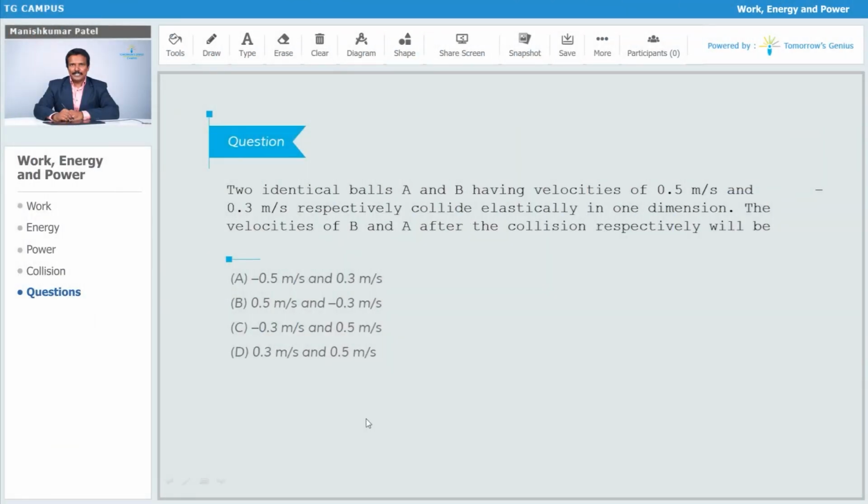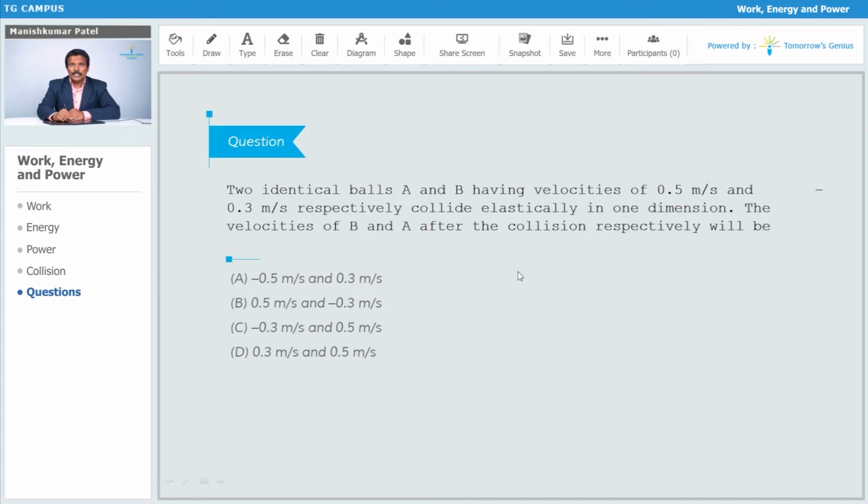Let's see the next question. Two identical balls A and B having velocities of 0.5 meter per second and 0.3 collide elastically in one dimension. So the velocities of B and A after the collision respectively will be what? For this particular case, after collision they will exchange their velocities.